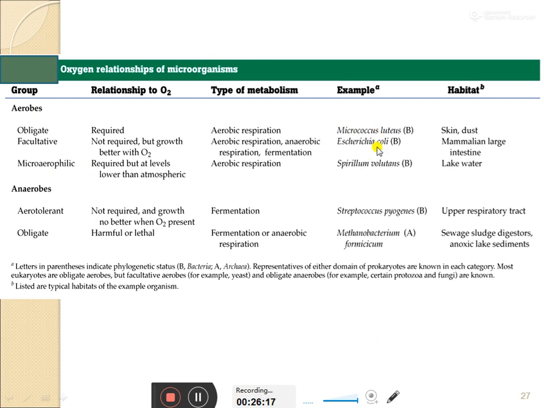These are some examples of bacteria which require oxygen, which may require oxygen, and which require very little oxygen. In this case, the bacteria can grow better in absence of oxygen, but can also survive in presence of oxygen. And this type of bacteria does not require oxygen for growth.